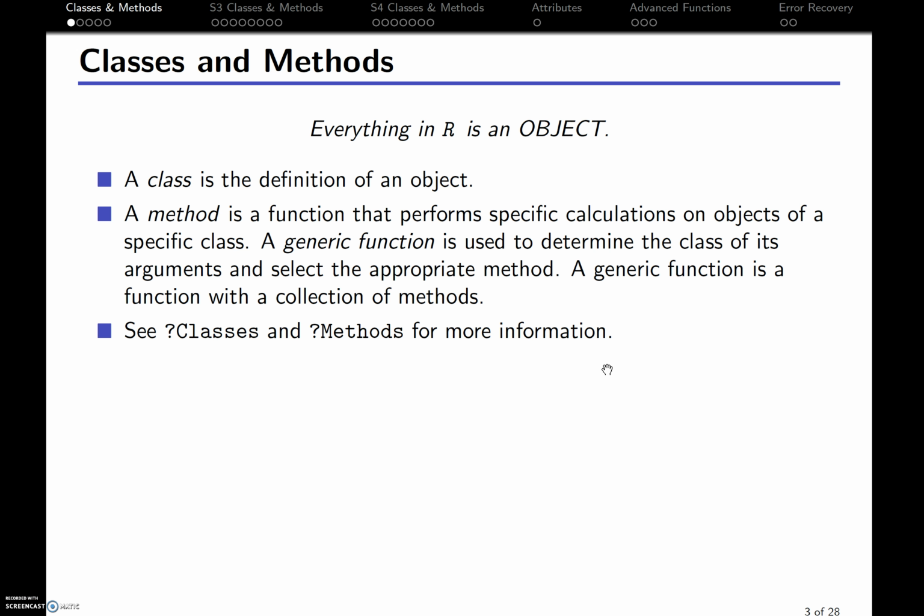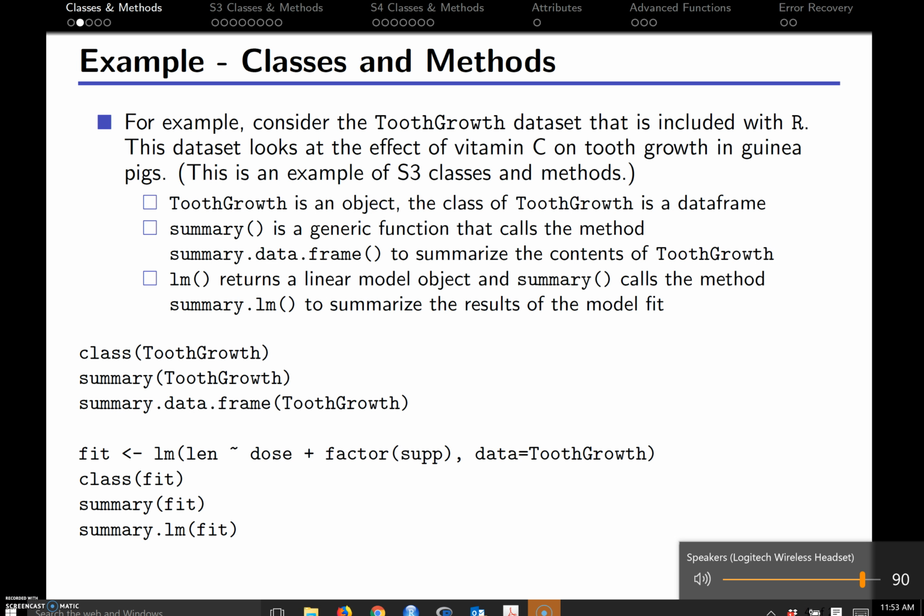So I'm going to show you a little exercise here that will get at what I'm talking about and kind of give you a little bit of insight about the relationship between classes and methods. Okay, so for example, there's a stored data set within R called ToothGrowth. This data set looks at the effect of vitamin C on tooth growth for, interestingly enough, guinea pigs. This is, by the way, an S3 class and method, which we'll talk about, S3 versus S4, in just a moment.